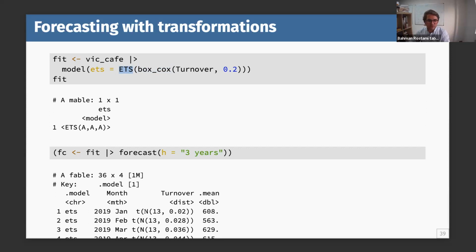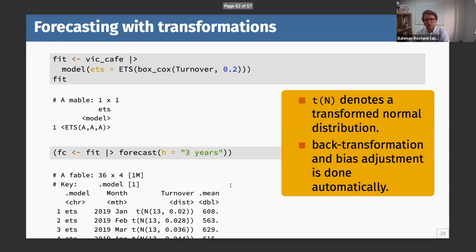But as you can see now, it is not a normal distribution. This is because we did a transformation. But the point forecast is transformed back to the original scale, so we don't need to be worried about that. That is completely fine. So if you want to do a transformation, just put the function that you want to use for the transformation before the response variable, and the functions will take care of the rest.